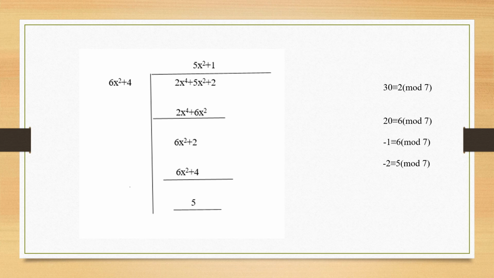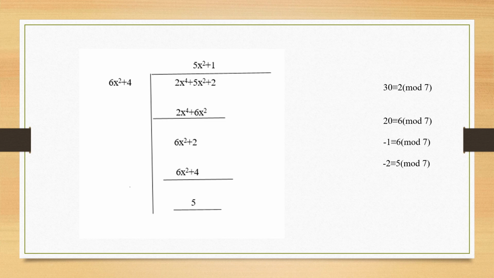So which number was it? The best option is 30. If I divide 30 by 7, the remainder is 2. So we have to replace this by 30. Okay, so 30 divided by 6 will give you 5. So write 5 in the quotient. Take 5x square and multiply it with the divisor.